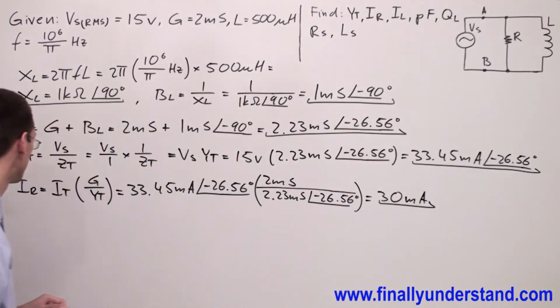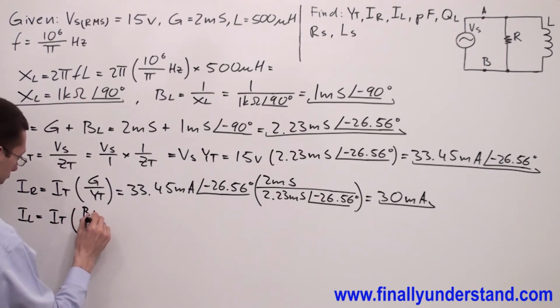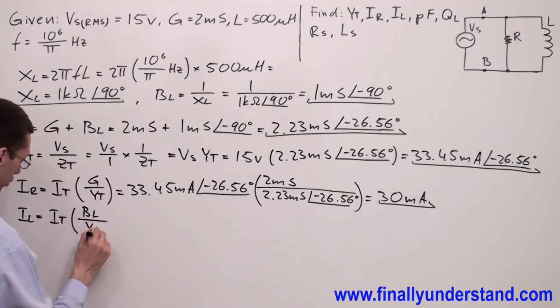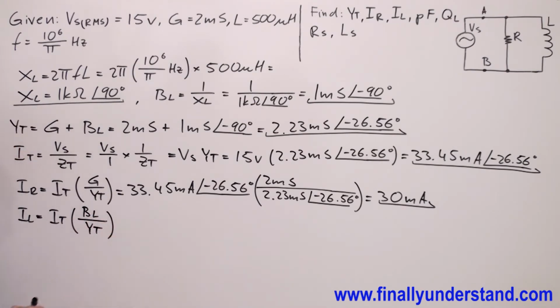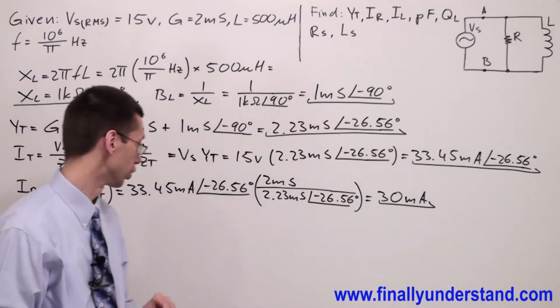Next, we're supposed to find the current which will go through the inductor. So I_L equals I total times B_L over Y total. Okay? I'm using the current division law.